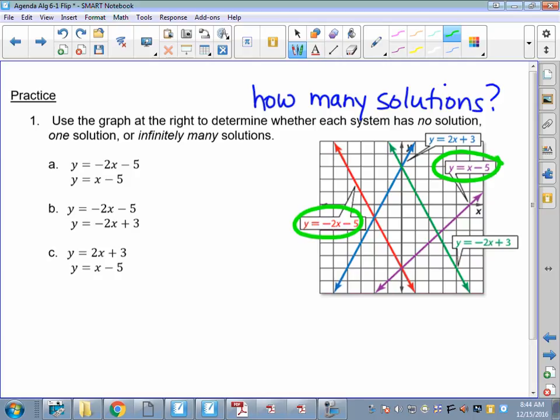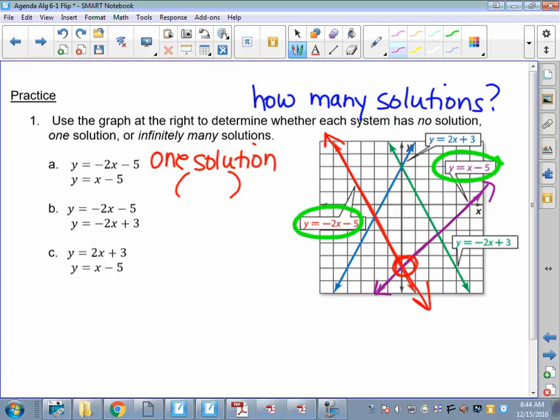If I look at this purple line and this red line, do those two lines have one solution, no solution, or infinitely many solutions? They've got one solution, right? Right there is where those two lines intersect. So I'd say one solution. Let's really be technical and let's tell what the ordered pair of that one solution is.